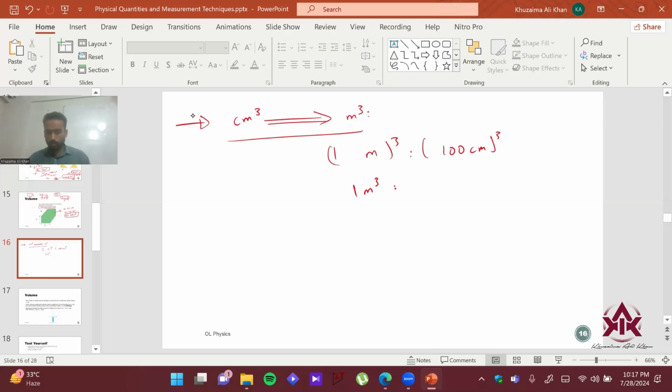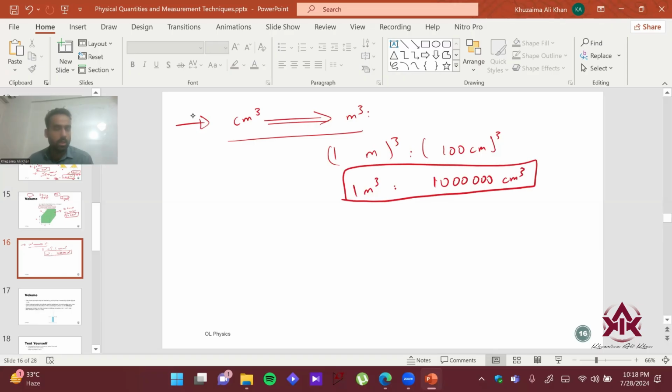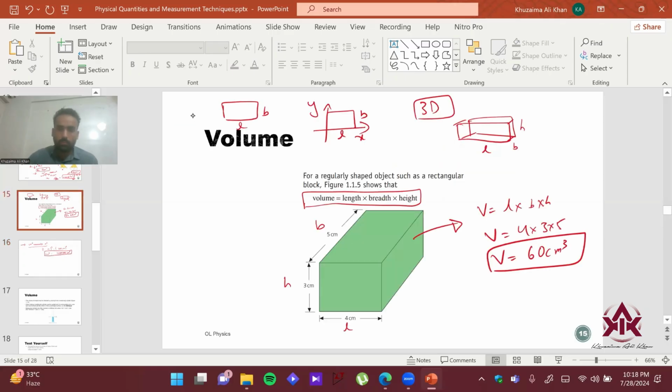And what is 100 cubed over here? That is going to be 1 million, right? 6 zeros. Centimeter cube. So you have this relation over here. You can again apply the ratio method, or you can convert all the individual lengths to meters and then multiply. You have two options, whatever suits you.